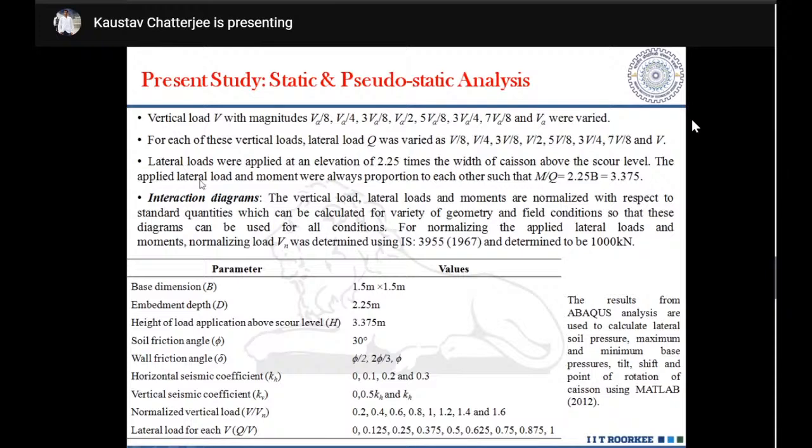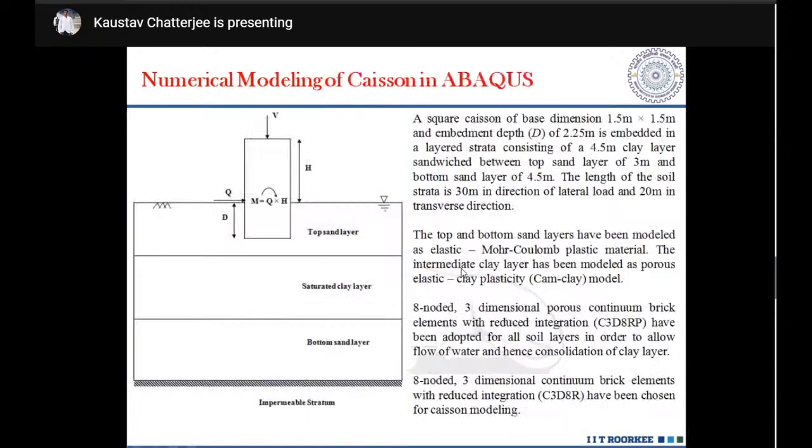The lateral load was applied at an elevation of 2.25 meters, the width of the caisson, above the scour level. Hence the applied lateral load and moment were always proportional, like this expression, that is 3.375. I would say the excavated height, as we have seen in this particular figure, this H comes out to be 3.375 meters, and this D comes out to be 2.25 meters.